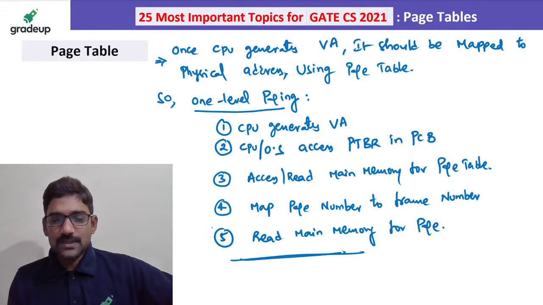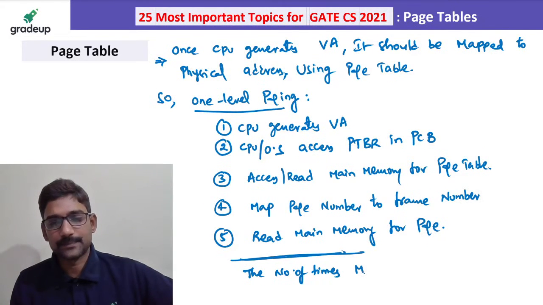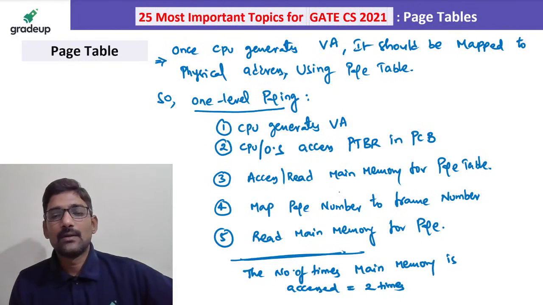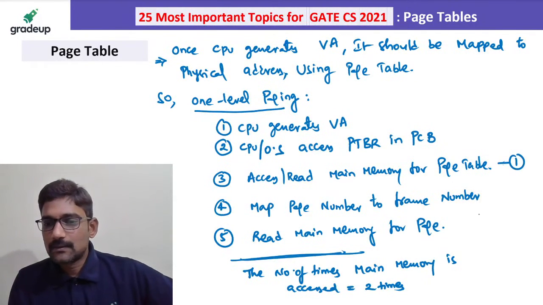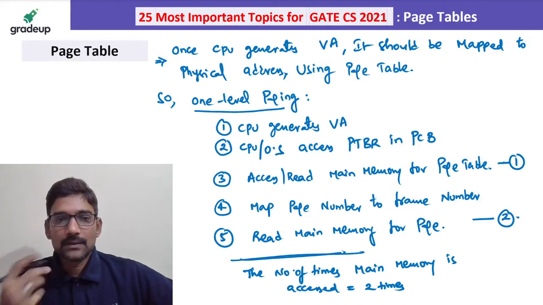So in this process, the number of times main memory is accessed is equal to 2 times. Why? One for the page table, this is 1 time, one for the page, right?